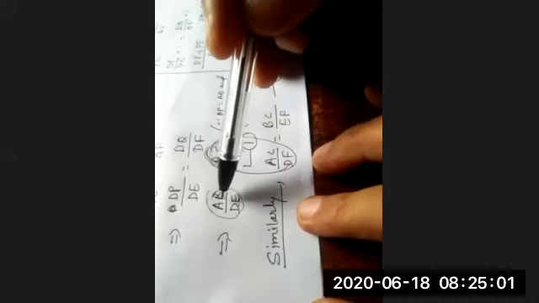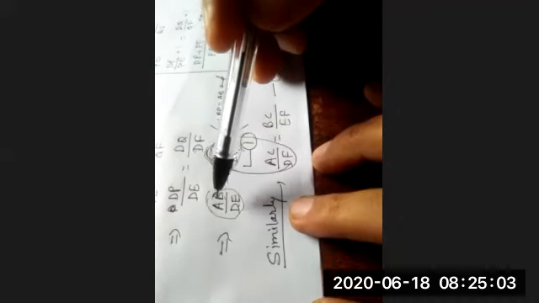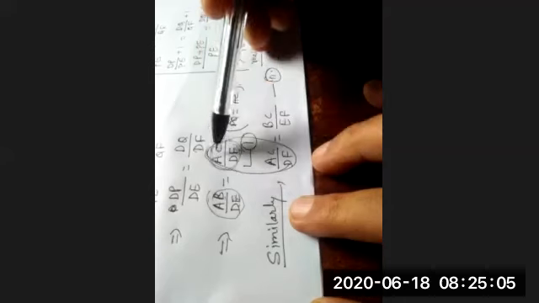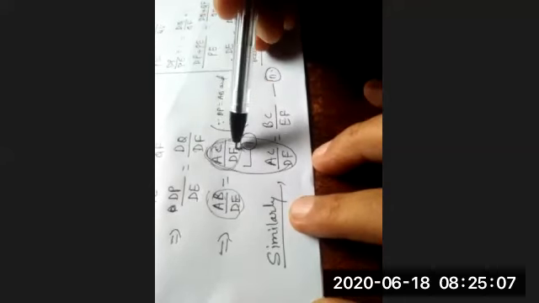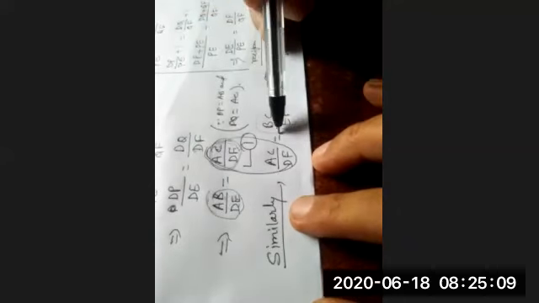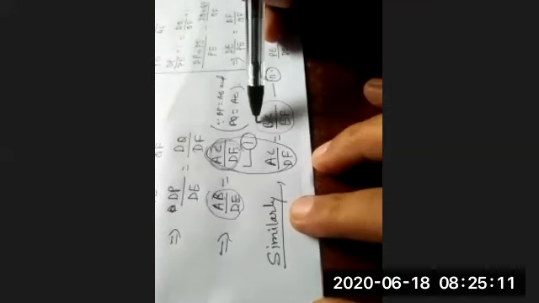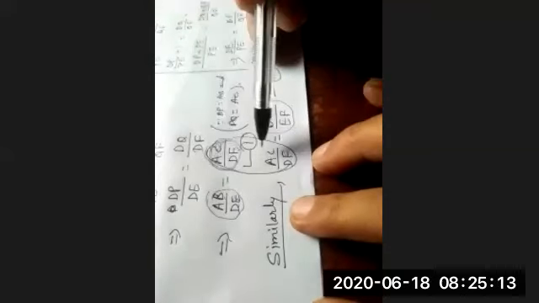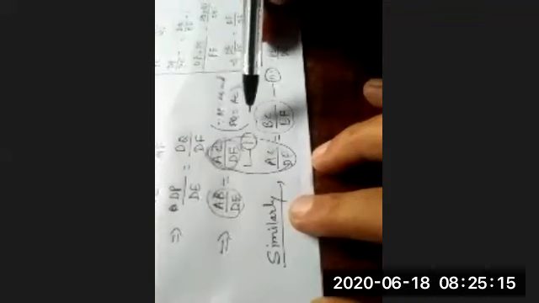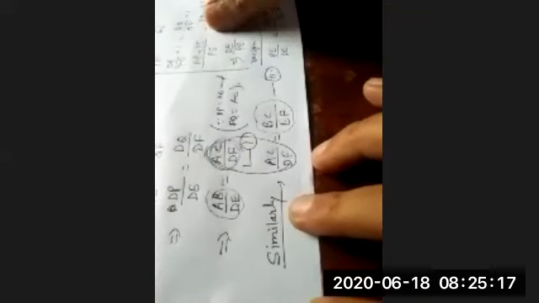So the corresponding ratio of the first sides, corresponding ratio of the second sides, and the corresponding ratio of the third sides are equal. So all three corresponding sides ratio are equal. Yes or not?